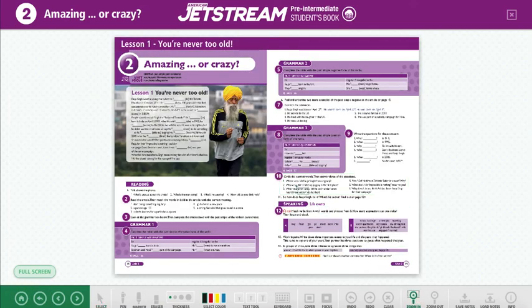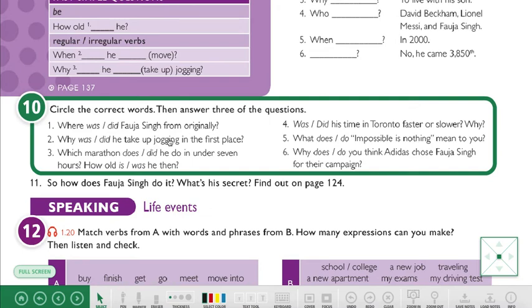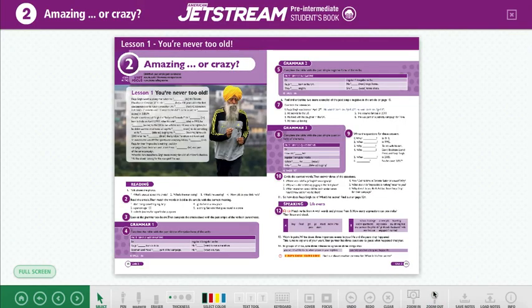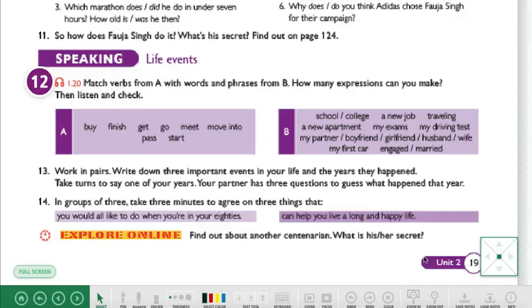Then we continue and we have number 10. That is really easy. You have to choose only the correct word or the correct verb or auxiliary. For example, here, where was Fauja from or where did Fauja from? What is the right option? Was or did? Was or did? Does or did? Okay? Analyze them very well. Number 11 is not going to be done and we are going to skip those and go to number 12.